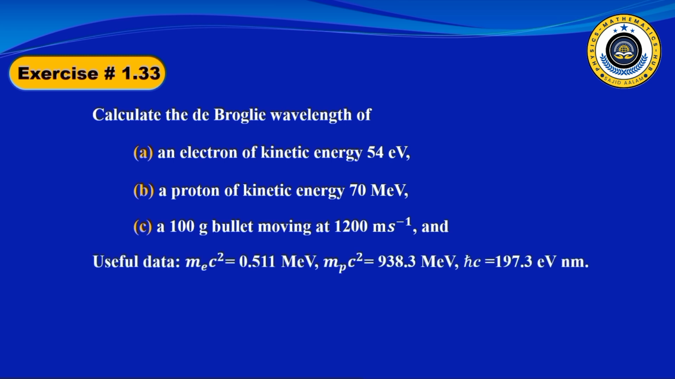Useful data given is the rest energy of electron, which is equal to m_e c squared and is equal to 0.511 mega electron volt. Rest energy of proton is 938.3 mega electron volt. ħc is equal to 197.3 electron volt nanometer.